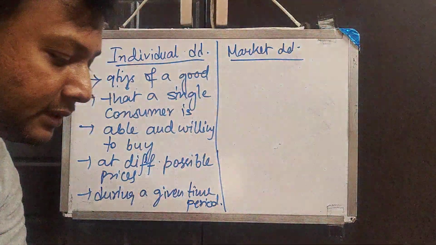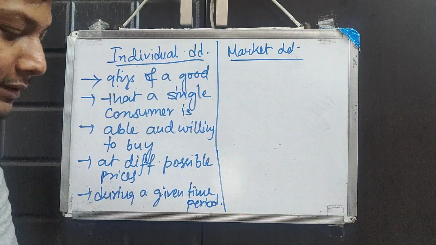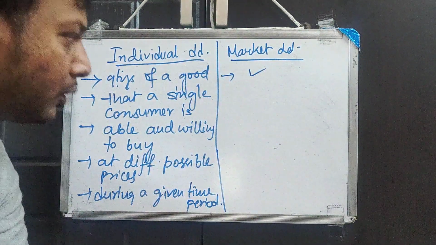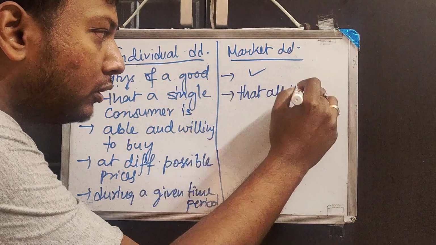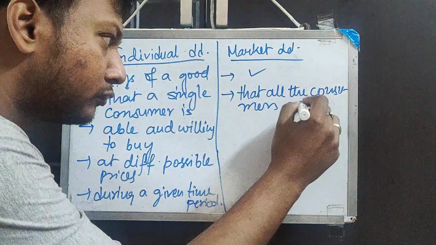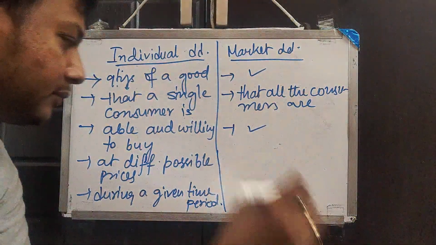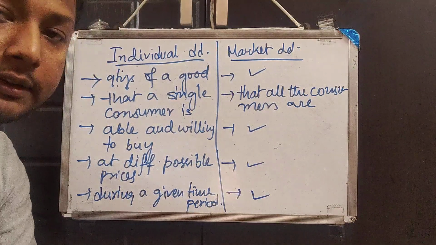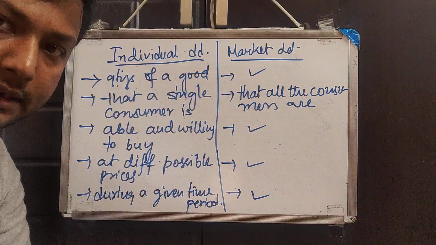So what is the market demand? In case of market demand, the only thing that will change is that here also we find quantities of a commodity that all the consumers are able and willing to purchase at different possible prices during a given period of time. So this is individual demand and market demand.